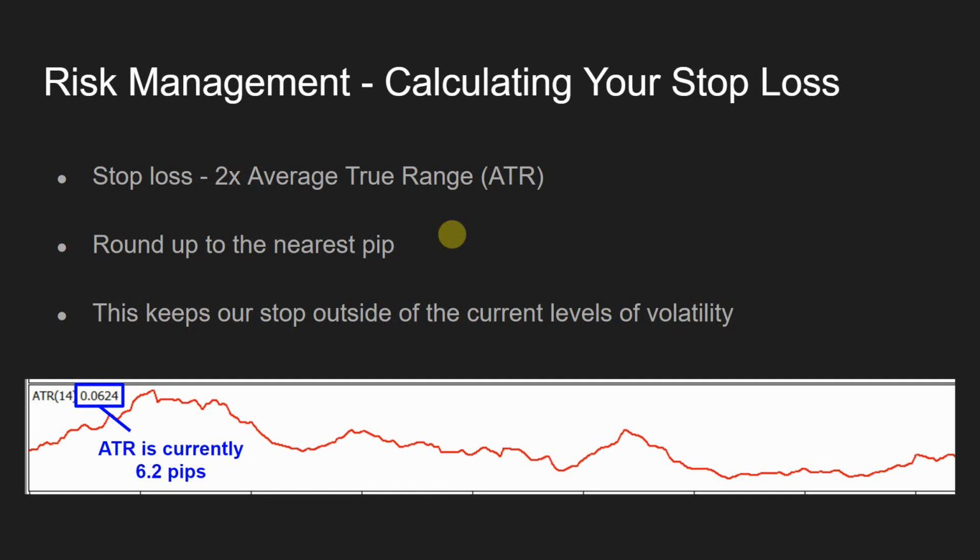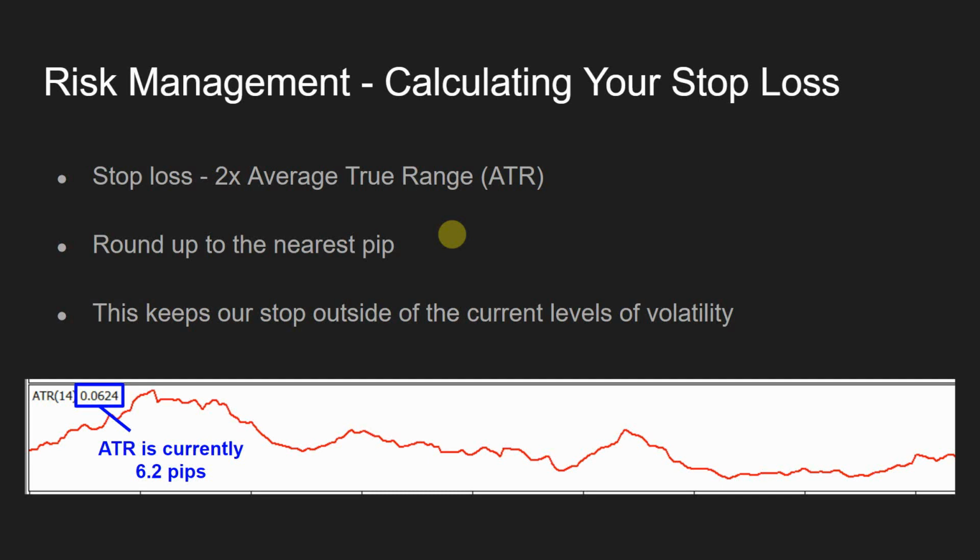And as I said, 13 pips is over double the current market conditions of this particular pair where this screenshot is taken. The bit you've got to remember is the ATR doesn't tell you the direction of where price is going. It isn't going to go up 6.2 pips or down 6.2 pips. It could be either down or up. It's not a directional indicator. It's just a measure of volatility.